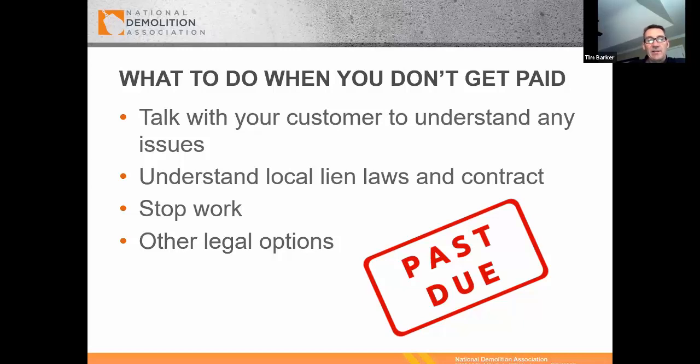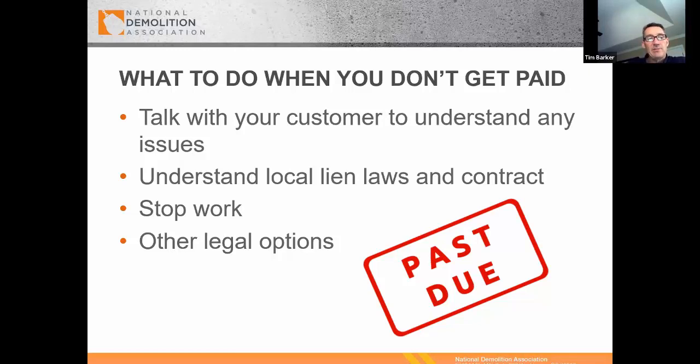And obviously, a large line of credit is going to cost you with the interest and the other challenges associated with it. It's not going to allow you to be competitive over the long haul. So talk to your customers, stay on top of those receivables, understand the local lien laws and the contract. Some contracts may allow you to stop work, others don't. So look at your contract.